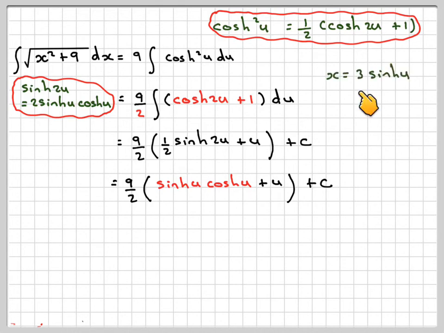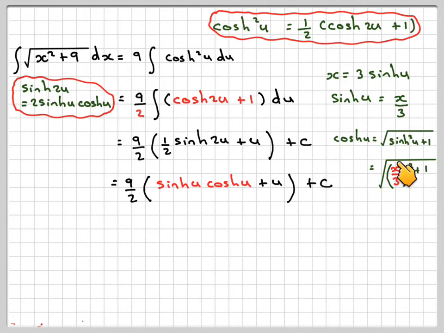And then we know that x was 3 sinh u from the substitution. Therefore, sinh u is x over 3. And therefore, cosh u is going to be the square root of sinh squared u plus 1, which is going to be the square root of (x over 3) squared plus 1. And then we should know by now, if we take the 3 out, it'll become 9, so 3 squared over 3 squared, and then when we take the 3 out, we get 1/3. So this will become 1/3 of the square root of x squared plus 9.